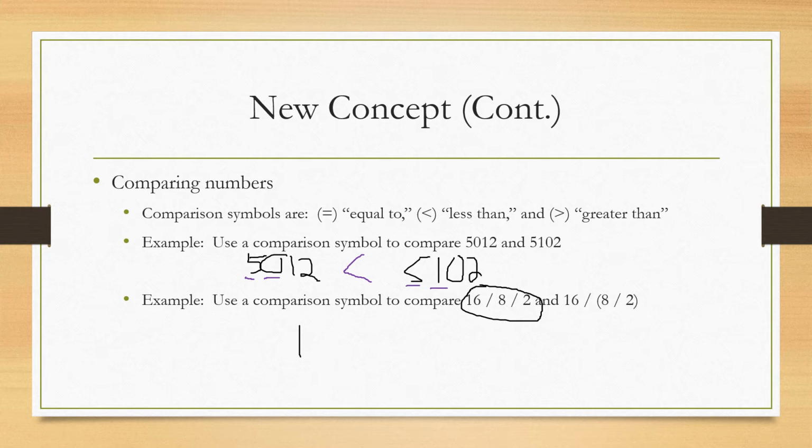The second one, however, does have a set of parentheses, and remember, because of the order of operations that we learned about before, we always do parentheses first. So 8 divided by 2 is 4, 16 divided by 4 is also 4, so the right side is 4. 1 is less than 4, it's closer to 0 than 4 is, so we're going to again use the less than symbol. 1 is less than 4.